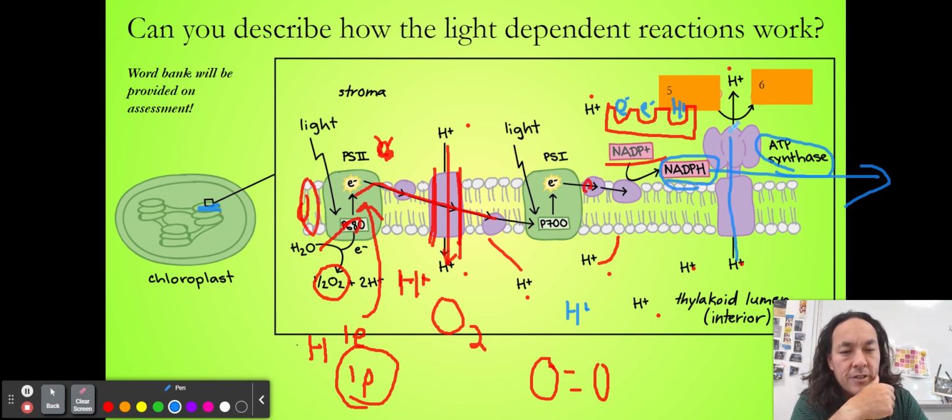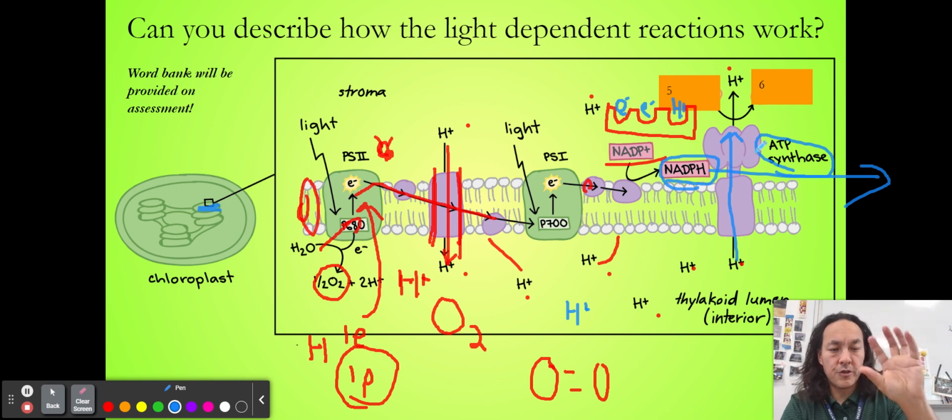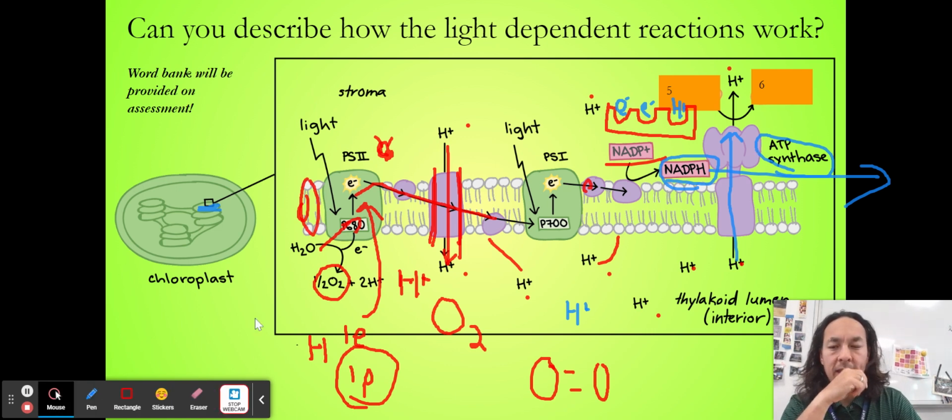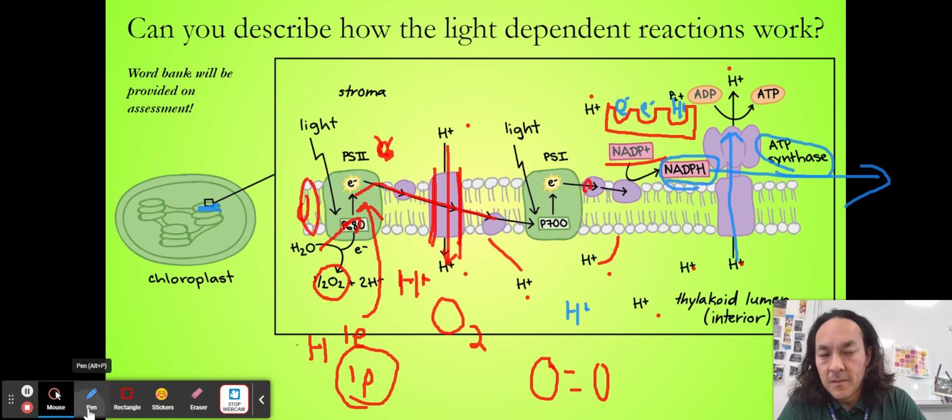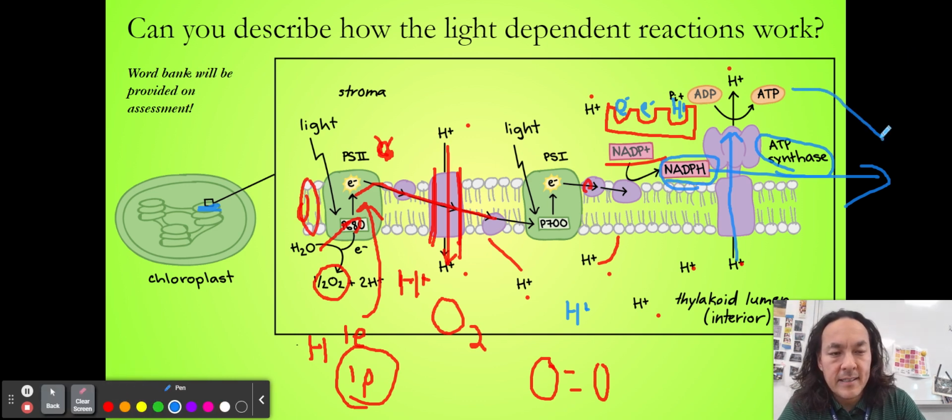It's like a one-way street. This one was also one-way. For every, I believe it's every 4 H pluses that go through here, it will turn the rotor and it will add a phosphate to ADP to make ATP. So once again, we then send this ATP to the Calvin cycle.